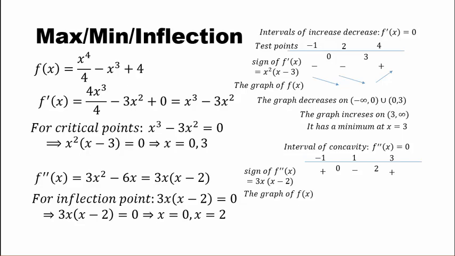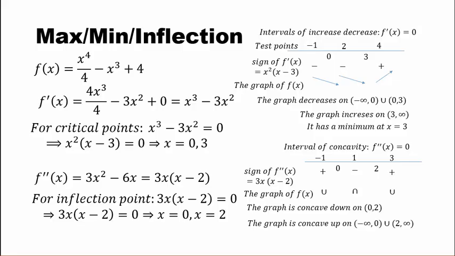So now what happens to the graph? We know second derivative positive means concave up. So we put this symbol for concave up. Negative means concave down, and then again positive is concave up. So now we can conclude like this. The graph is concave down on 0 to 2, and it should be an open interval. And the graph is concave up from -infinity to 0 and then 2 to infinity.